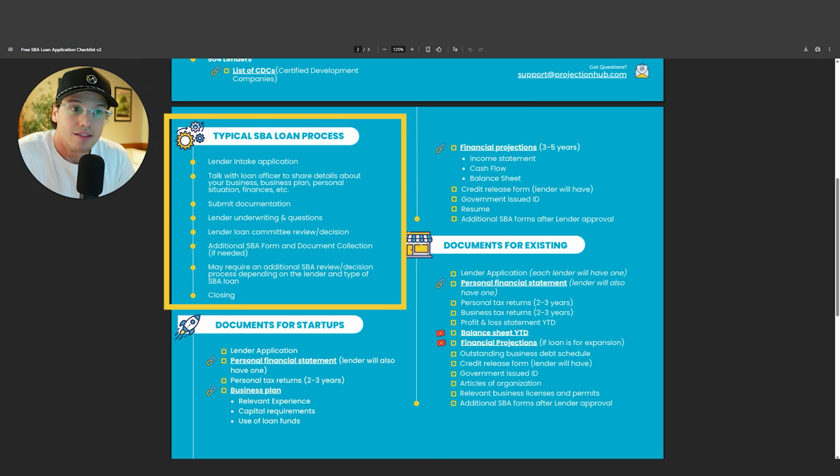Once they get what they need, they will do underwriting, have some follow-up questions. Once you get through the underwriting questions, if you satisfy those, there will be some sort of committee that reviews and then ultimately makes a decision. There might be some follow-up changes after that committee to collect some additional information. And then ultimately you're going to get to typical closing.